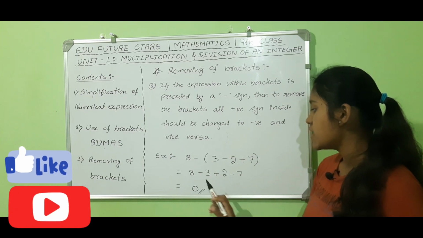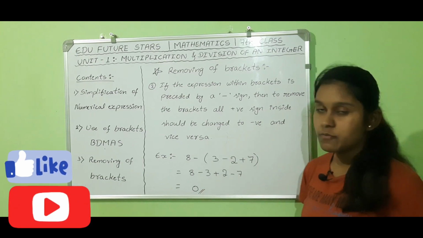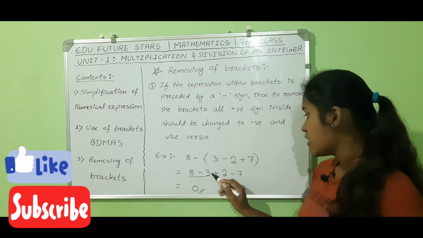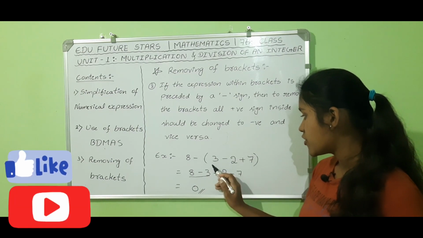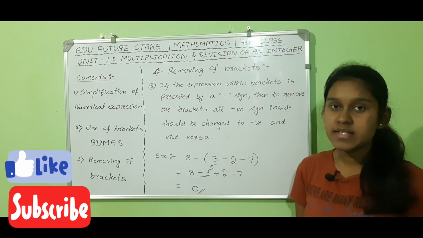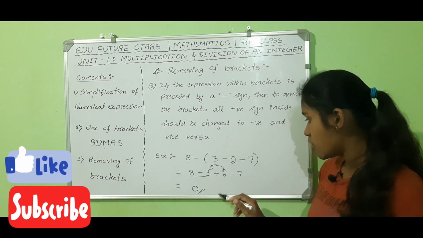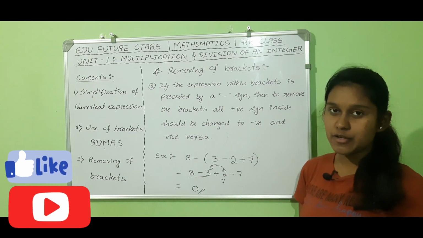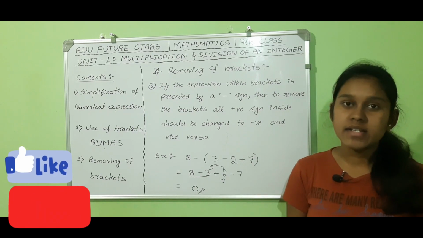8 minus 3 is how much? 5. Correct? 5 plus 2 is how much? 7. Right? Then 7 minus 7 is how much? Which is 0. So 0 is our final result.